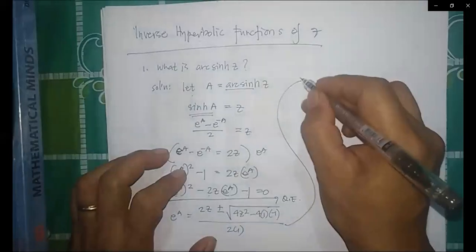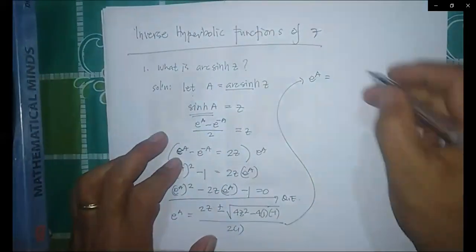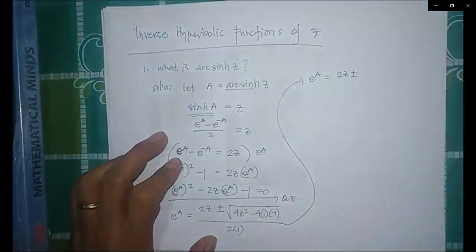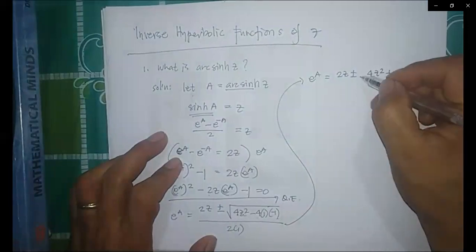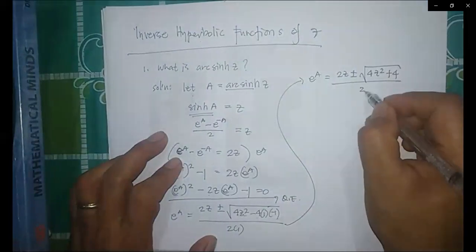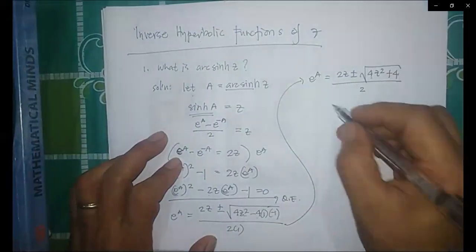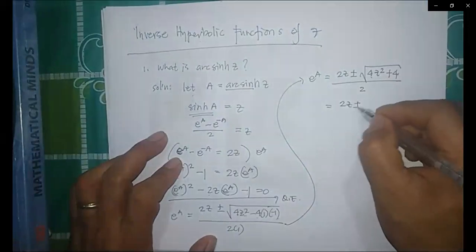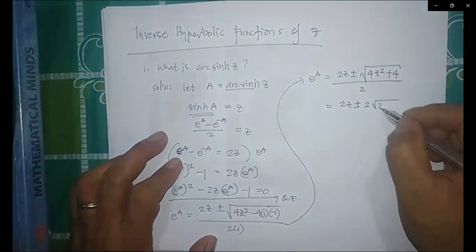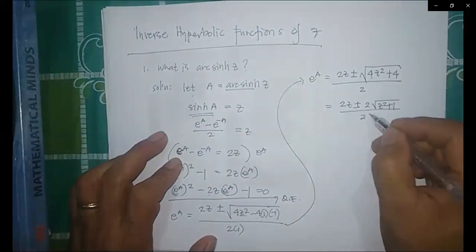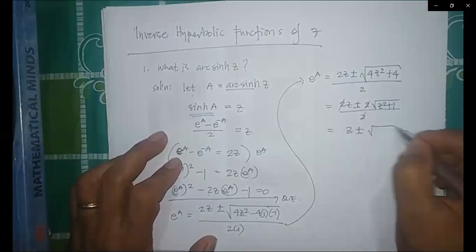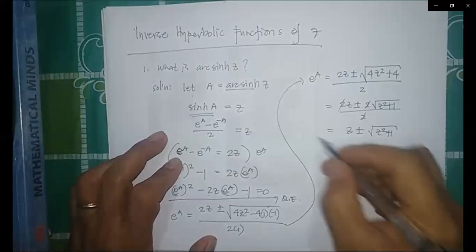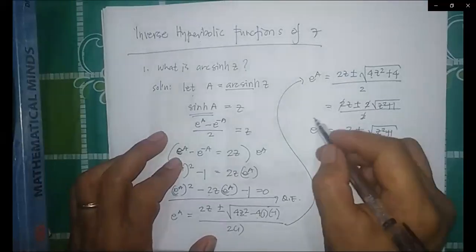Now, if you are going to simplify the terms under the root sign, take note, that will become 4z squared plus 4. Now you have a common term that can be factored out. If we factor out 4, since 4 is a perfect square, we can make it 2 outside the square root sign, leaving you z squared plus 1. Now, if we divide the numerator by 2, the result will be z plus or minus the square root of z squared plus 1. That's the value of e raised to a.